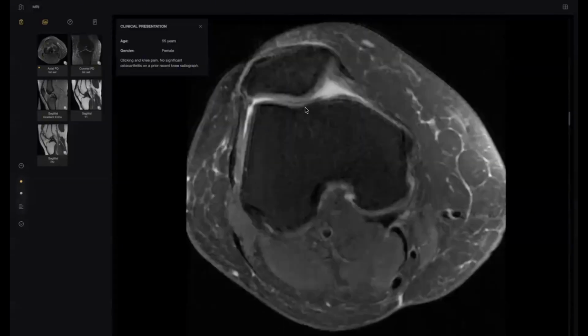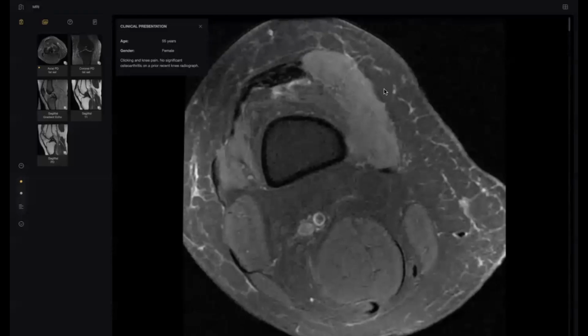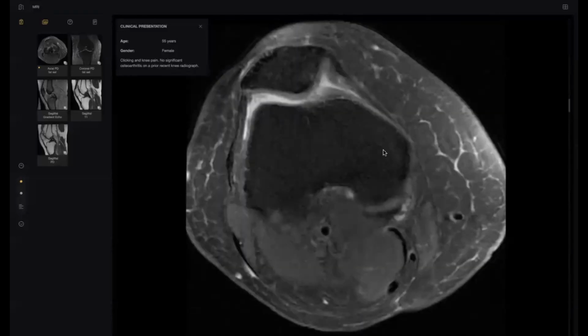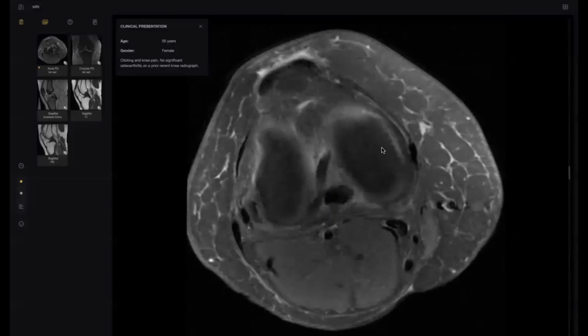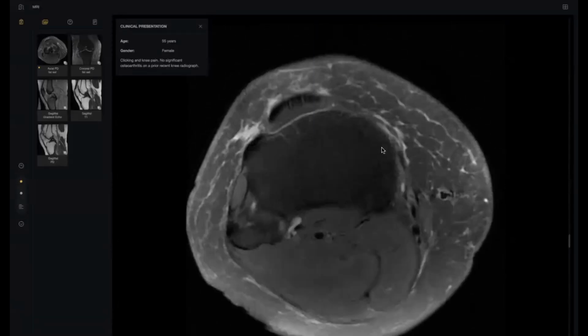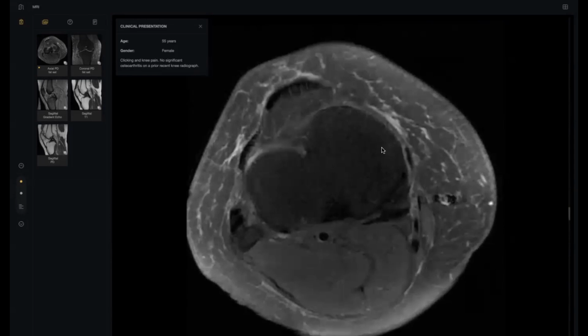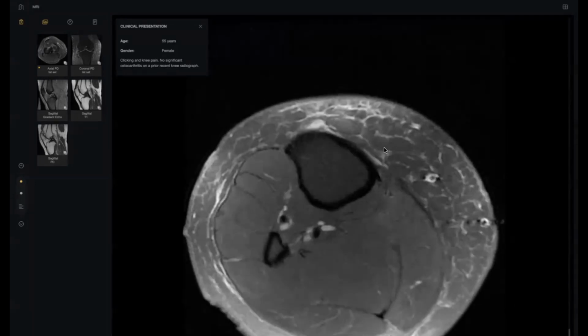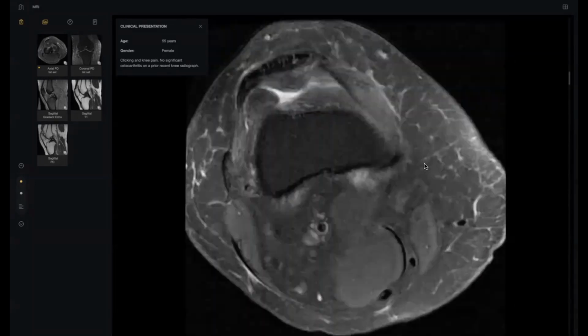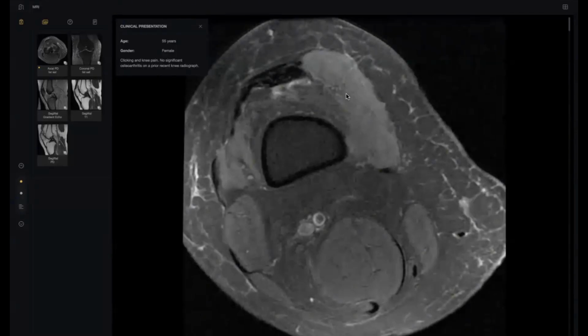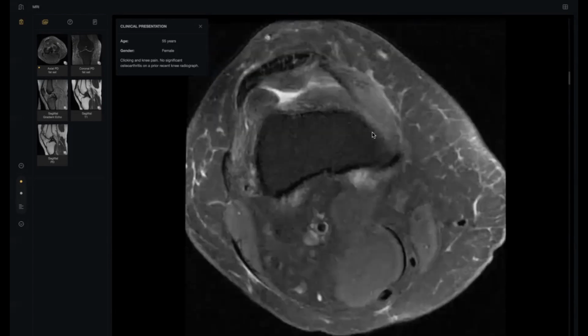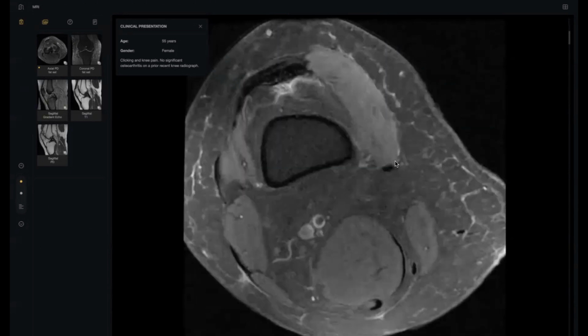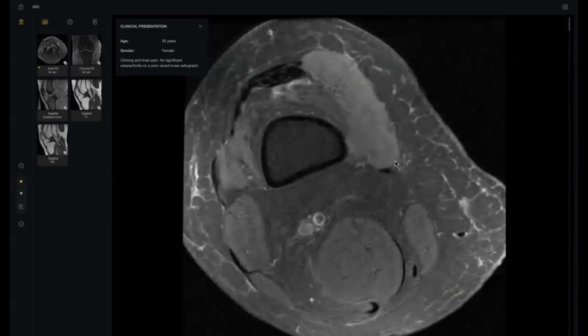Where? Sorry, sir. This muscle, the high signals in the muscle. No, this is a normal muscle. This is the quadriceps. Okay, don't worry about it. Go on. Further, there is effusion noted.